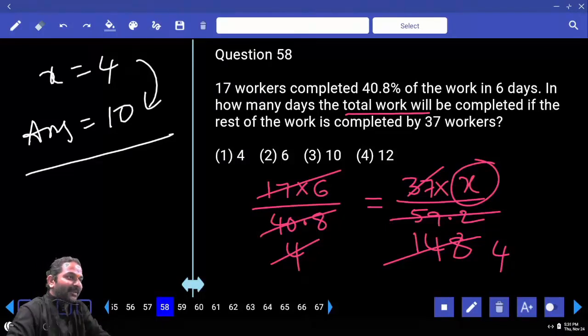So the examiner will give you options: the x value and x plus 6 also. Correct? He will give you x and x plus 6 both.